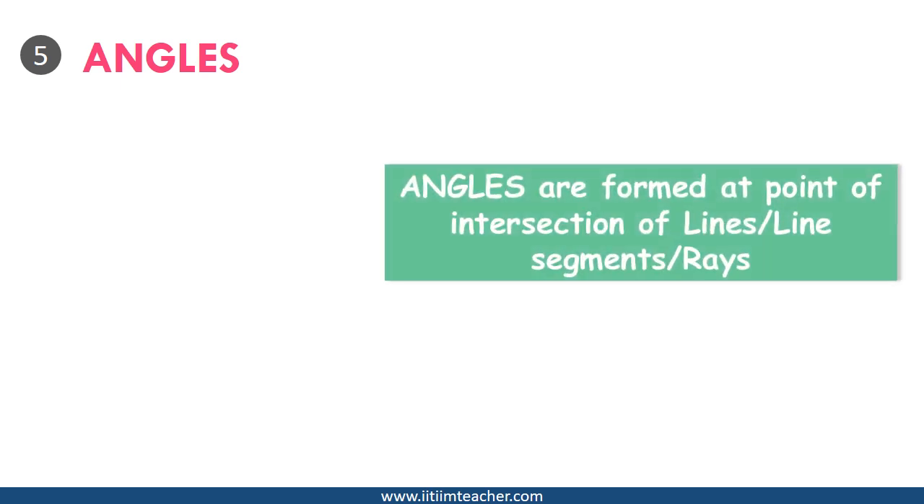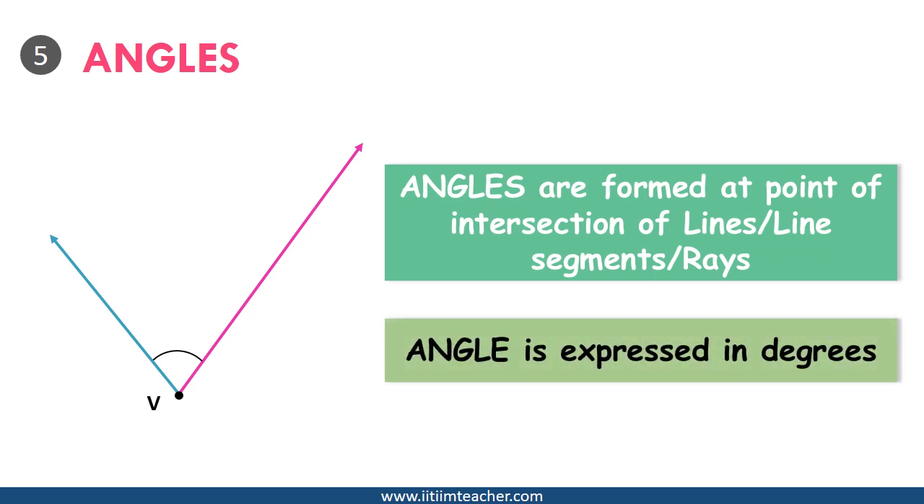Angles. Angles are formed at the point of intersection of lines, line segments, or rays. Consider this pair of rays. They are meeting at point V. That is called the vertex. At this vertex, an angle is formed. Angle is measured or expressed in degrees.